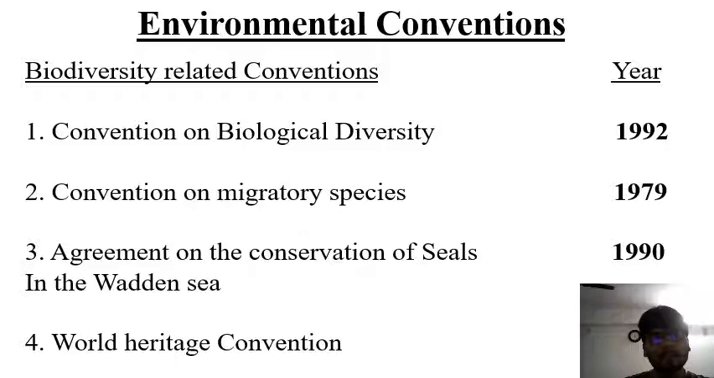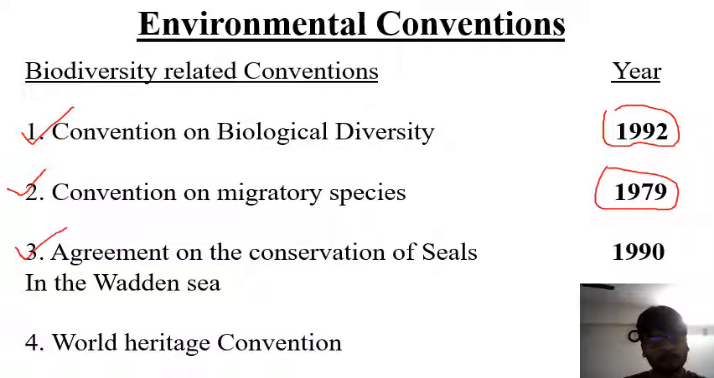Similarly, some environmental conventions have also been held in the past. The first one is the Convention on Biological Diversity, which happened in the year 1992. Second is the Convention on Migratory Species, which again happened in the year 1979. Next is the Agreement on the Conservation of Seals in the Wadden Sea, that happened in the year 1990.